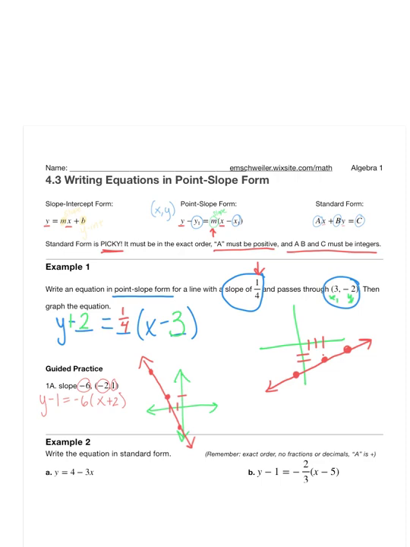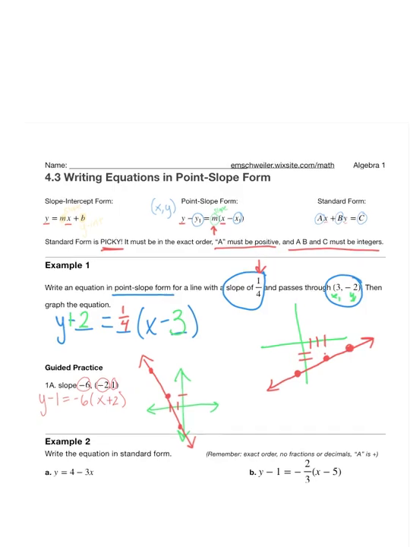And a, b, and c must be integers. And integers is the definition of a whole number. It could be positive or negative, but I guess I can't say that a is just an integer. It has to be a positive integer. So let's take a look at what that looks like.